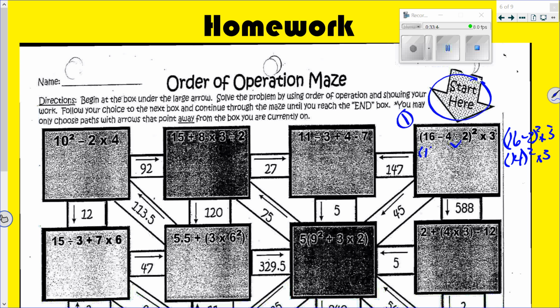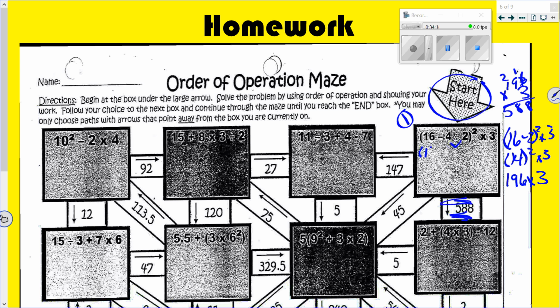14 squared, I highly recommend you guys learn your perfect squares to 20. In other words, when I multiply the numbers by themselves, what they are. So 14 squared is 196, because I have memorized my perfect squares, times 3. If not, you can do the 14 times 14. Then I do 196 times 3. 3 times 6 is 18, 27, 28, 588, meaning I'm going to go down to this one. Okay? Make sense?